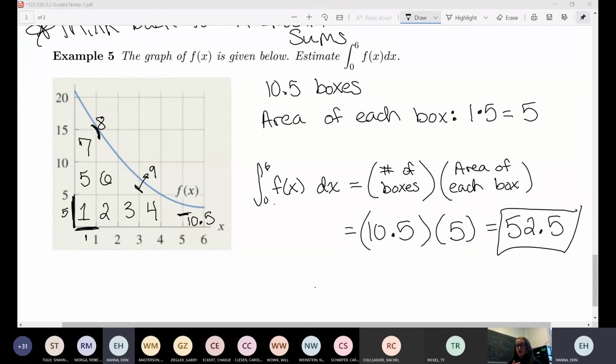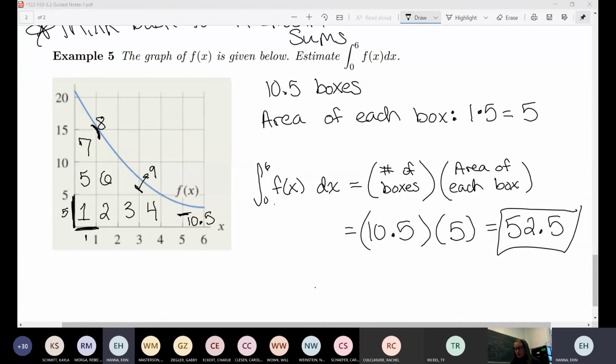Now, to stress one last time, this is an extra option. You don't have to do this count-the-box way, but if you don't do it this way, then you have to do Riemann sums in both directions, both sides, and then average the two.